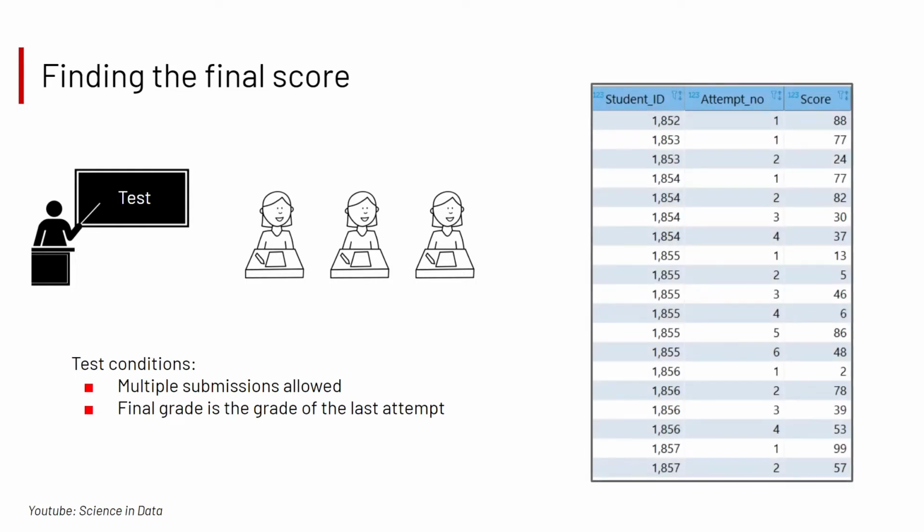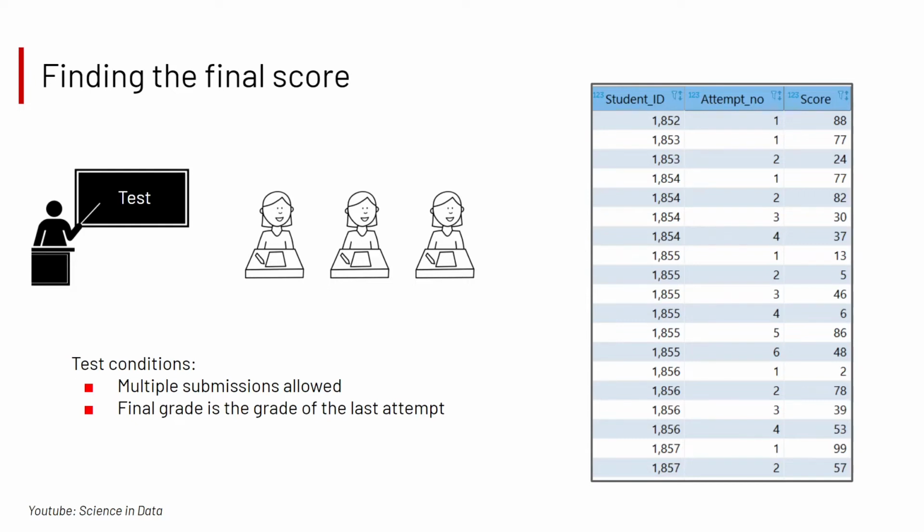So this is the table that records all the scores, the attempts that students make for this test. You can see that there are 3 columns in this table: student ID, the attempt number, and the score of each attempt. The problem is we want to find only the final score, but this table consists of all the scores for all the attempts. We know that the final score is the score of the last attempt, but we don't know what the last attempt is, because each student may have a different number of submissions.